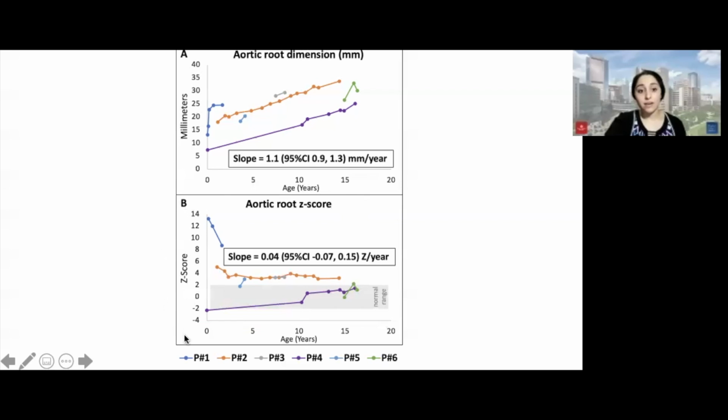The second graph here is showing the aortic root z-score change over time in the same 6 patients. Again, the x-axis is representing the patient's ages in years over time, but the y-axis this time is showing the z-score. The gray area here is highlighting the normal range of z-score. And on average, although the aortic root size increased by 1.1 millimeters per year, the aortic root z-score only increased by 0.04 per year.